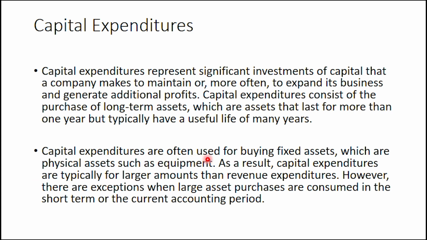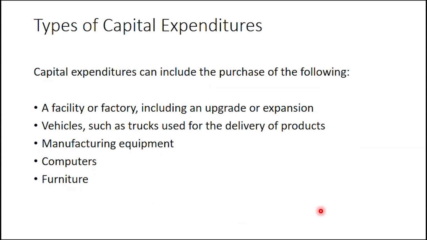Capital expenditure are often used for buying fixed assets, which are physical assets such as equipment. As a result, capital expenditure are typically for larger amount than revenue expenditures. They involve a bigger amount of investment, heavy investment. However, there are exceptions when large asset purchases are consumed in a short term or current accounting period.